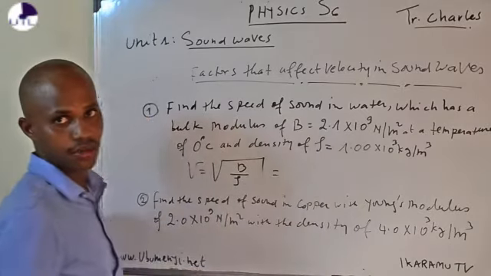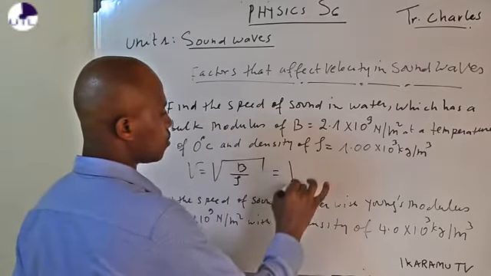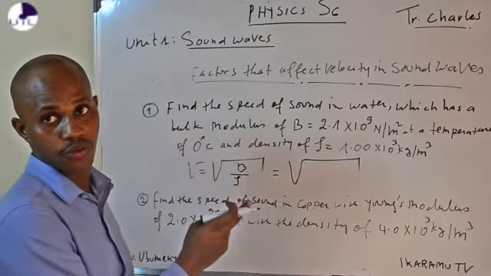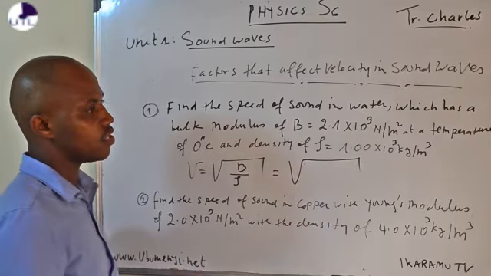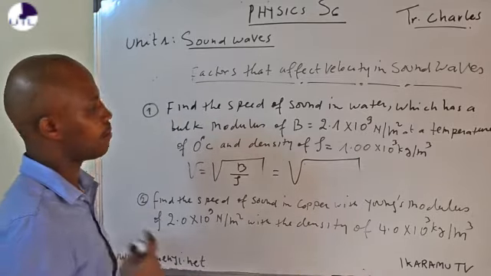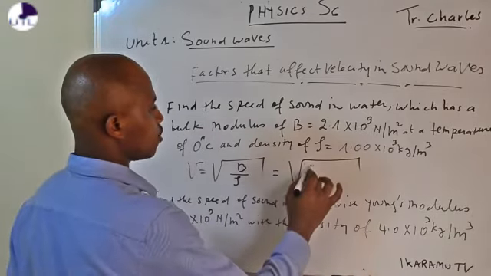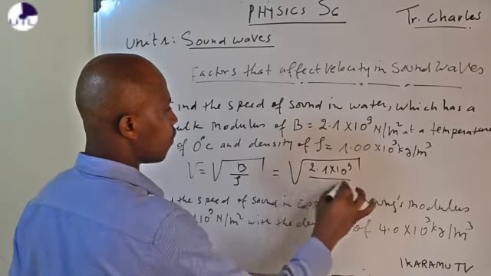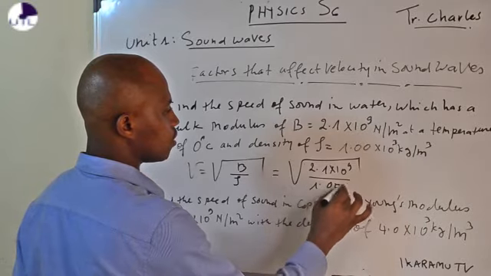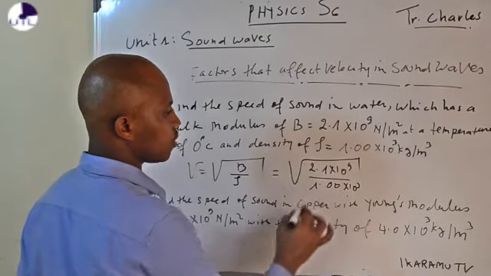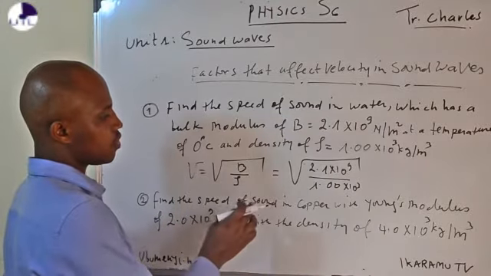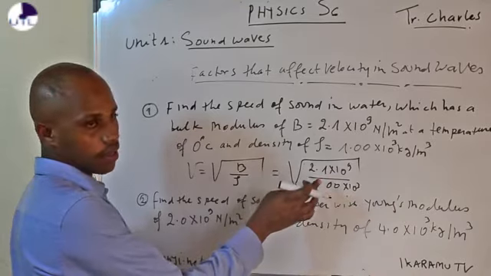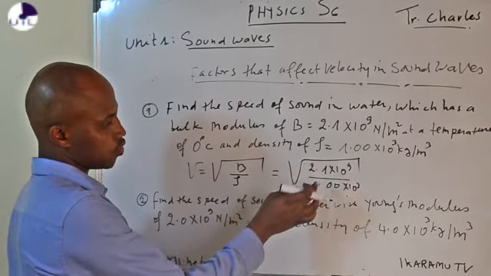This can be calculated by taking the square root of bulk modulus. We have it 2.1 times 10 to the power 9 Newton per meter squared. So that is 2.1 times 10 to the power 9 over 1.00 times 10 to the power 3. Remember, this square root is over this fraction. It is not only on 2.1, it is over this fraction.